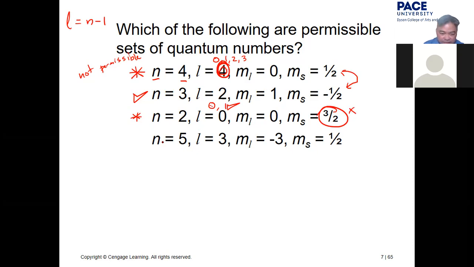Okay? So n equals 5, L equals 3, yes. M sub L equals negative 3, yes. Because the possible values of your m sub L are negative 3, negative 2, negative 1, 0, positive 1, 2, and 3. And negative 3 is one of them. So this one is also possible.